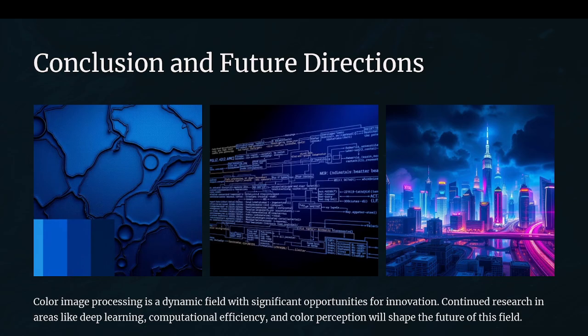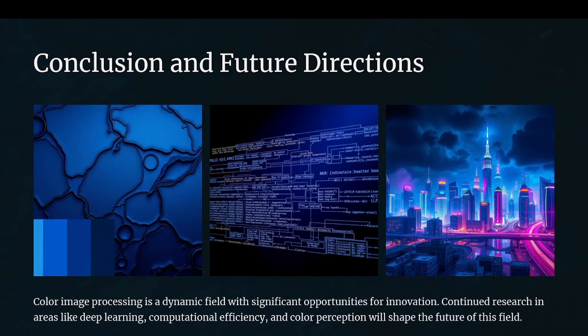In conclusion, color image processing is a fascinating field with both challenges and opportunities. Key challenges like computational efficiency and adaptability to diverse conditions remain areas of active research. The future directions are deep learning. Advanced neural networks promise better segmentation, detection, and enhancement capabilities.